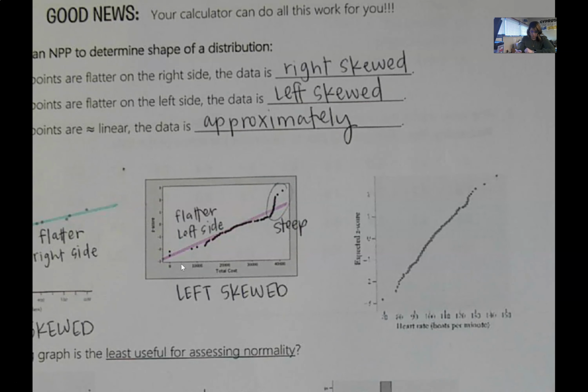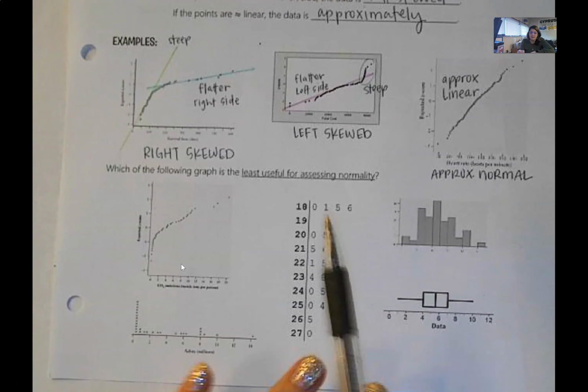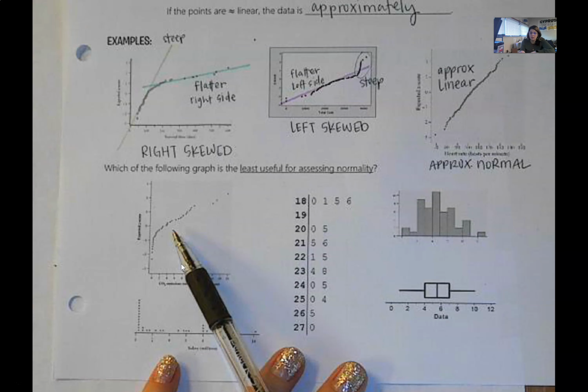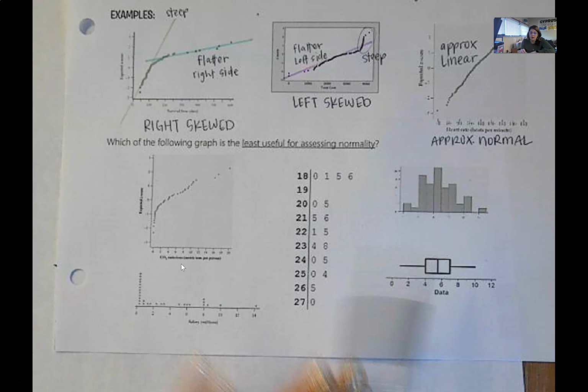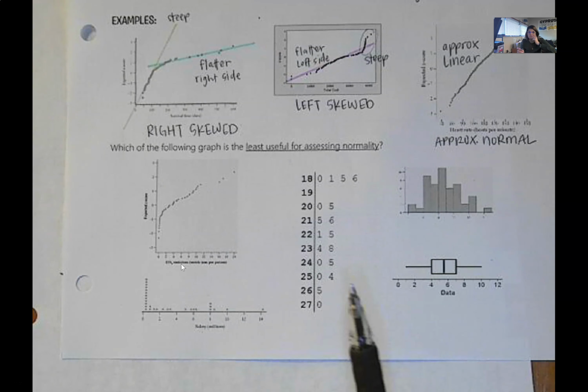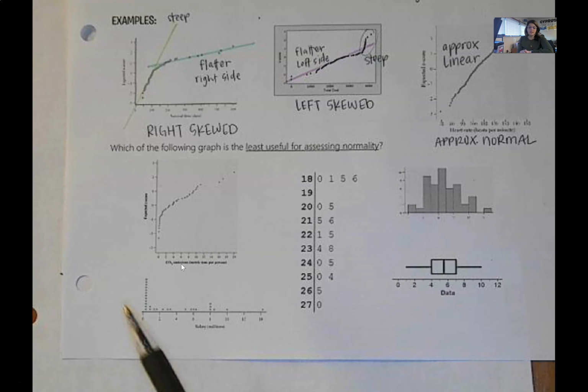So let's look at these graphs. We should know all the names of these graphs. This is a normal probability plot. Stem, histogram, box, dot plot. Which of these is the least useful for assessing normality? Well, the most useful is the linear probability plot.